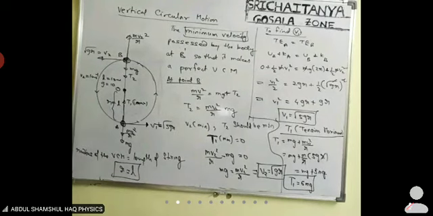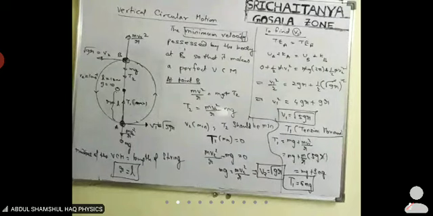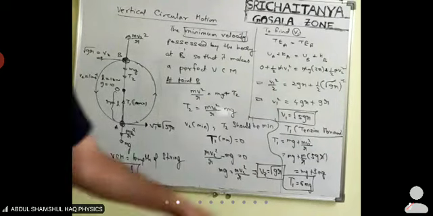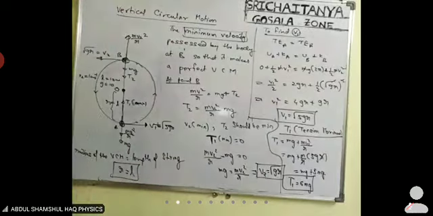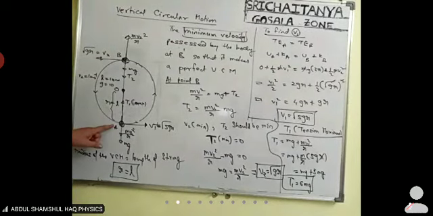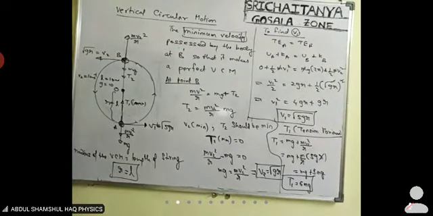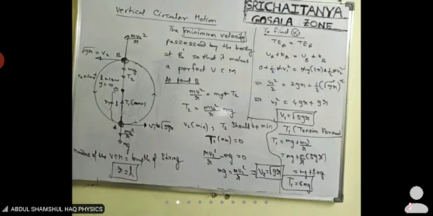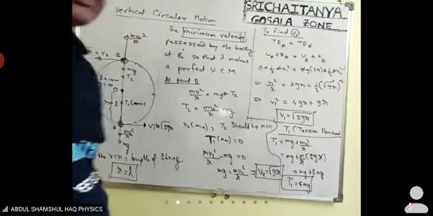This T1 will be equal to 6mg. So this is the tension prevailing at the lowest point. At the lowest point, T1 is equal to 6mg. And here it is root 5 gr, here it is 6 mg.